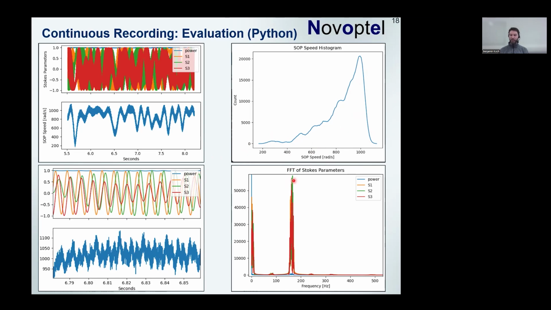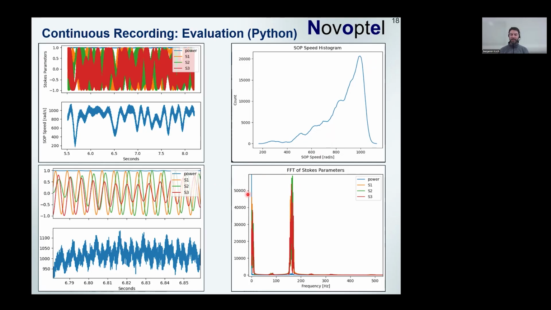And if you multiply the 160 hertz by 2 times pi, then again you are at the top measured SOP speed of 1000 radians per second. As I said at the beginning, we do only very simple analysis of the data because you probably know better what you are looking for in the data.